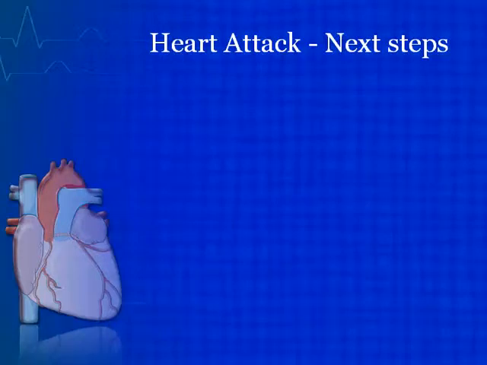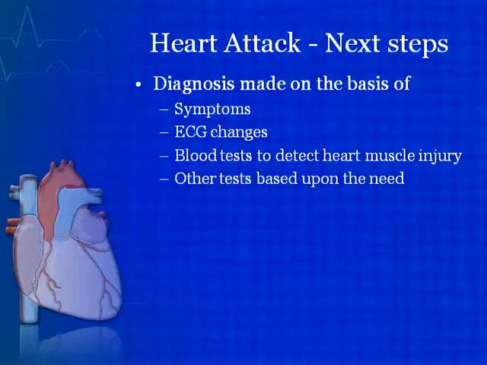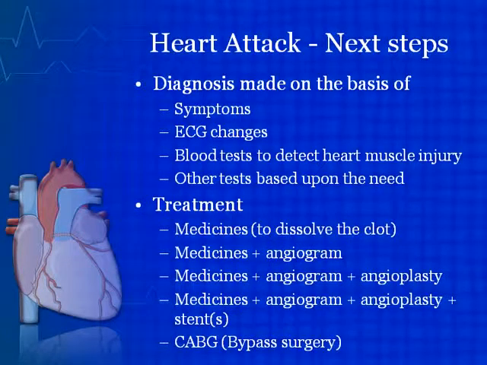What are the subsequent steps that are taken once you reach the hospital? The diagnosis of a heart attack is made by the physician in the emergency department on the basis of your symptoms, ECG changes. Keep in mind that sometimes there may not be any ECG changes, and also upon the blood tests to detect heart muscle injury, as well as other tests based upon the need. Treatment can involve any of the following: medicines to dissolve the clot, medicines plus angiogram, medicines followed by an angiogram and angioplasty, medicines, angiogram, angioplasty with stent placement, and lastly bypass surgery. I've touched upon some of the procedures that are done for a heart attack in the topic heart procedures. You may want to see that to get more information.